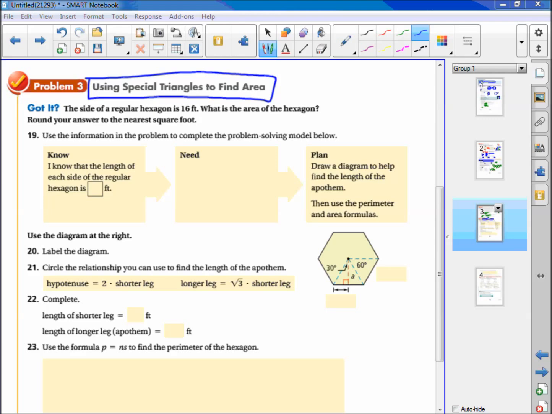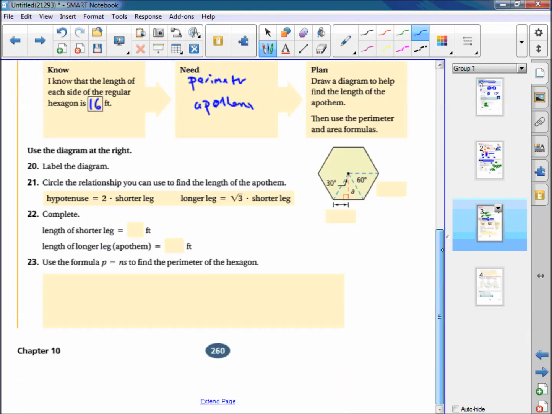So I know the length of each side of a regular hexagon is going to be 16 feet. What do I need? Well, I still need the perimeter, and I still need the apothem. So I've got to find those two things. Draw a diagram to help find the length of the apothem, and then use the perimeter in the area formula to get the final answer.